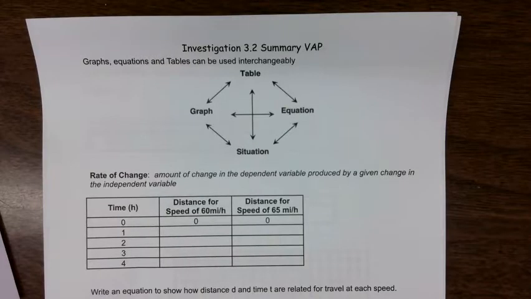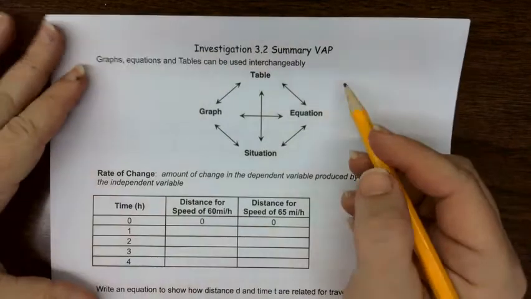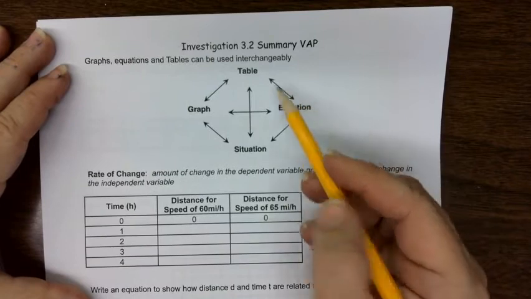Hello, sixth grade investigation 3.2 summary and variables and patterns. Again, now we have gone over graphs, we've gone over tables, we've gone over equations and different situations, and now we're going to put them all together.